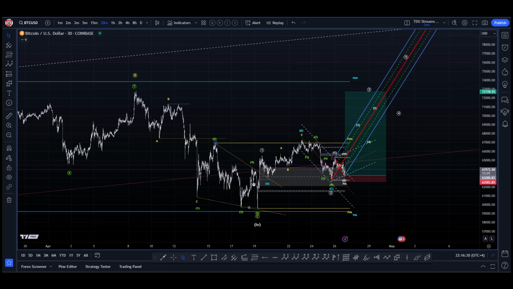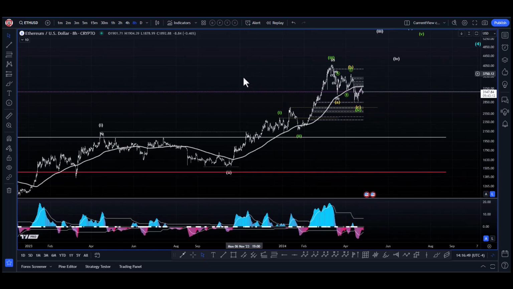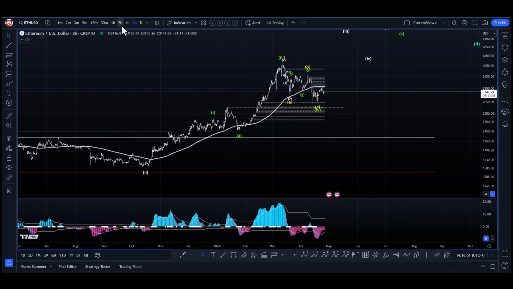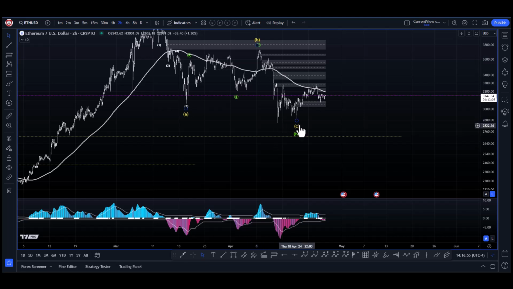Okay, let's go look at ETH. Now, ETH is a little more pronounced here in terms of you can kind of see the potential. Let's get down to a 2 hour. You can see the potential for this to roll over. Now, we do have a count here. Now, it would be truncated.